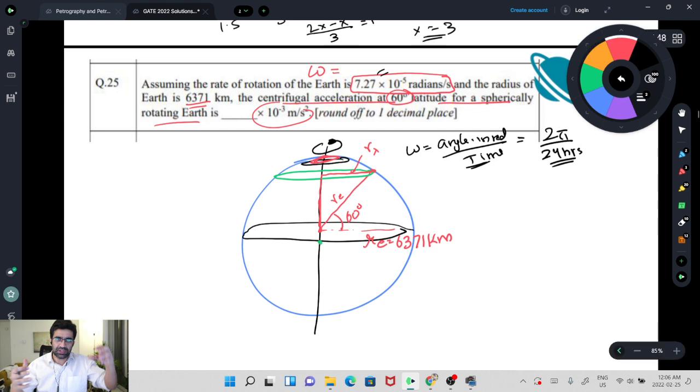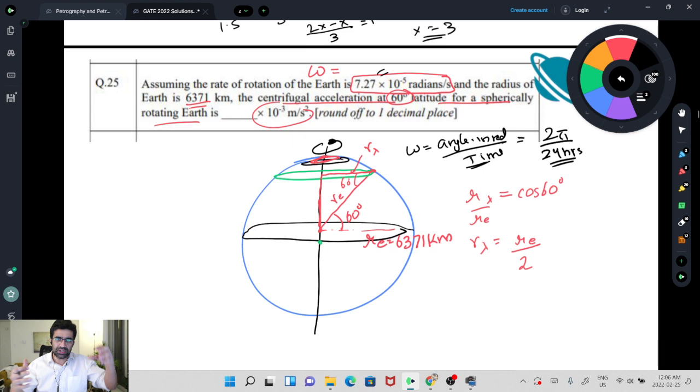So R lambda you can calculate. What will R lambda be? If this angle is 60-degree, this angle will also be 60-degree. So R lambda by RE will be equal to cos 60-degree. So R lambda will be equal to cos 60-degree times RE, which is RE by 2. That is the value that you are going to use in this answer.